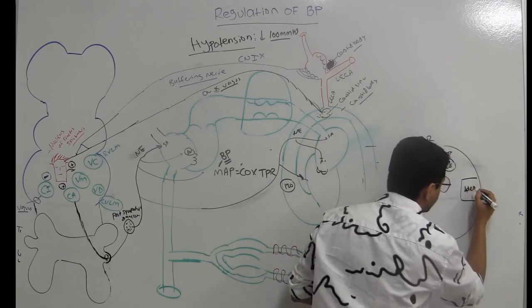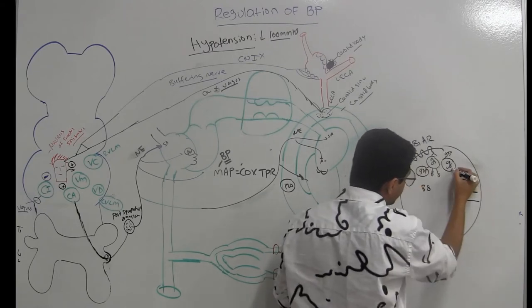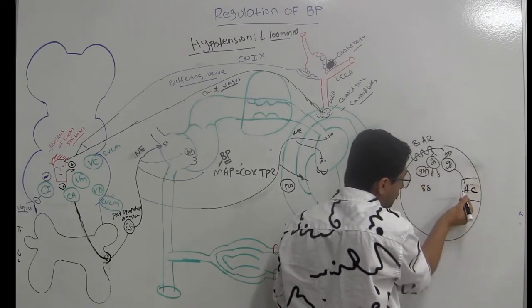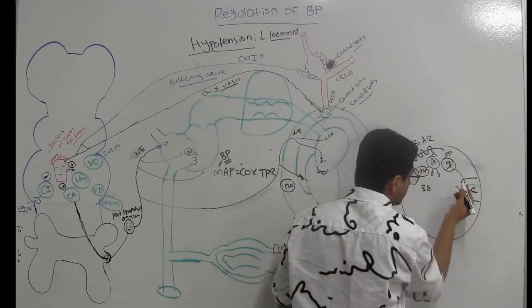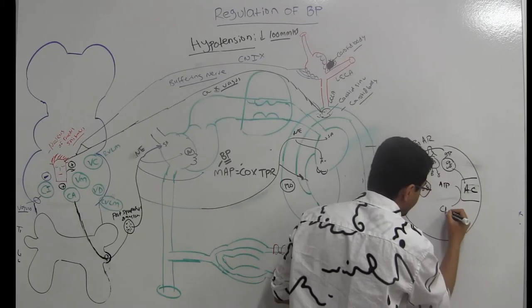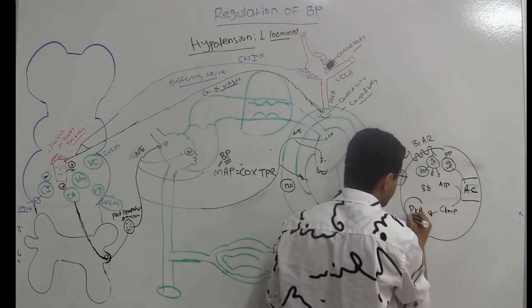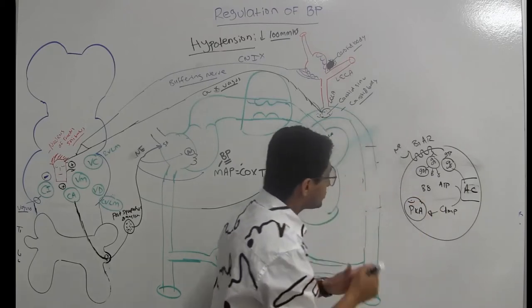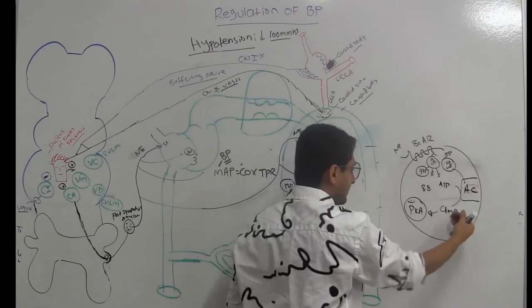Adenylyl cyclase, let me just make A and C here. It's going to stimulate the intrinsic domain of adenylyl cyclase, and that will convert ATP into cyclic AMP, and the cyclic AMP will activate protein kinase A. So this is what it will do. Beta 1 adrenergic receptors, with this pathway, are going to activate protein kinase A.